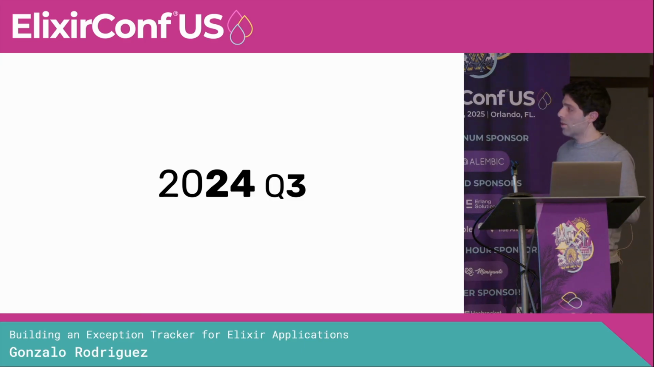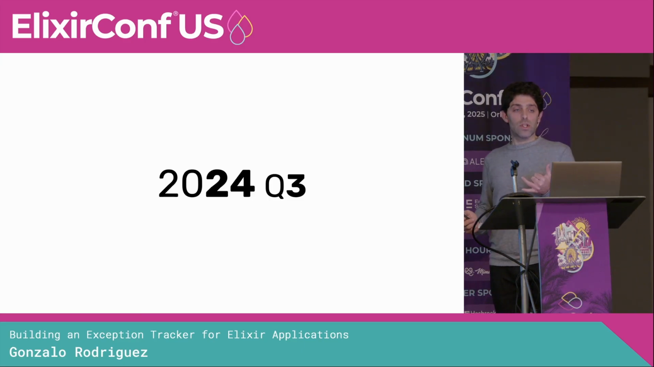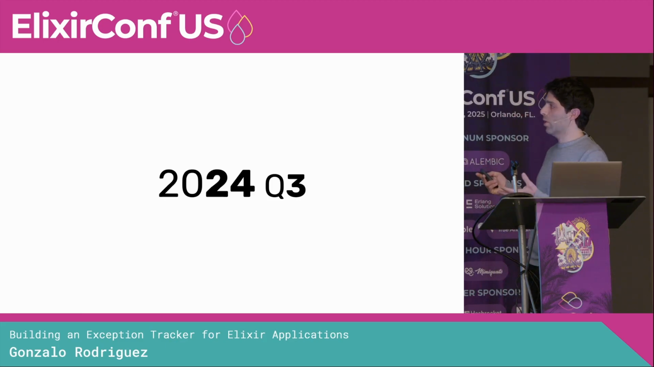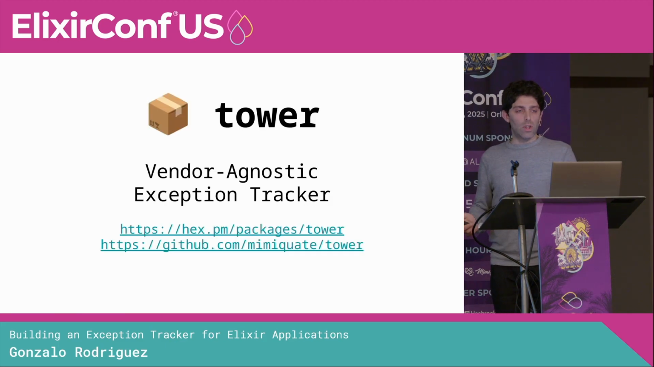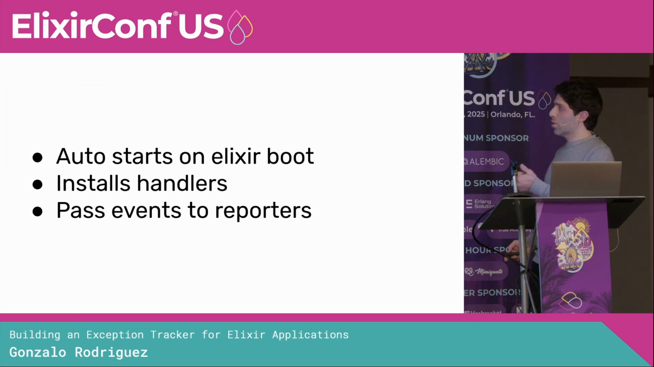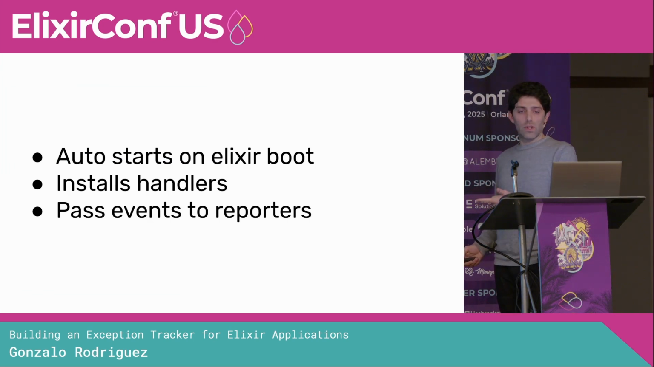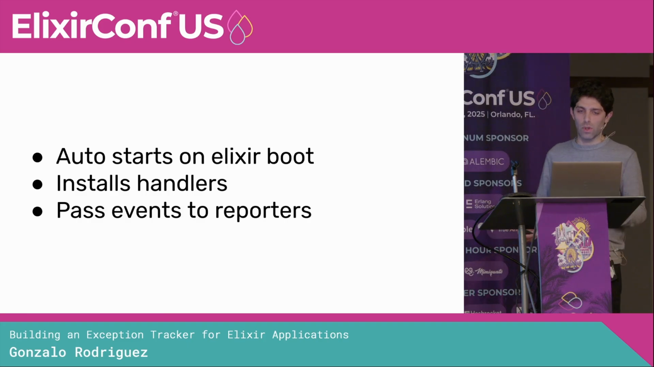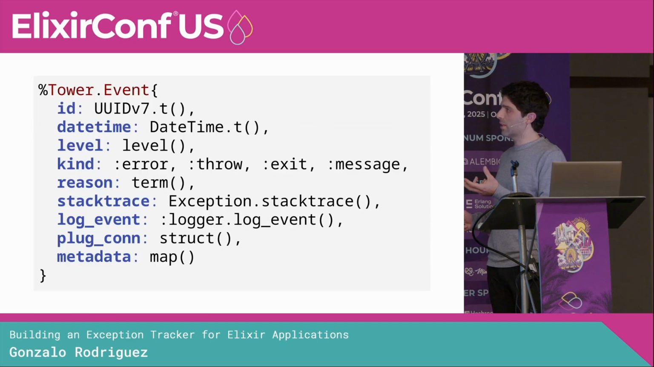A few months later, we extracted the listening logic out of our application to a new package, and we published to Hex.pm. We call it Tower, a vendor agnostic exception tracker. It auto-starts on Elixir boot, installs the handlers automatically, and passes any event to the config reporters with a well-defined struct we call Tower event.